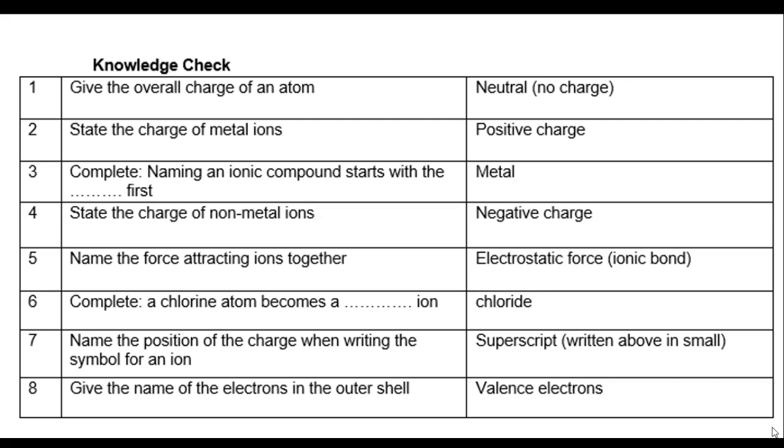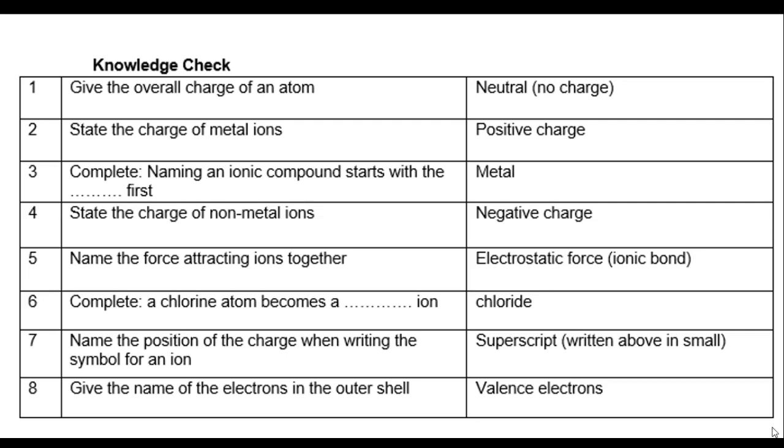Now for number 3, we have naming an ionic compound starts with the metal first. You put the name of the metal element first and then the non-metal. The charge of non-metal ions is negative charge. They always gain electrons, or at least most of them do. Hydrogen is the exception. So they gain that negative charge by getting more electrons.